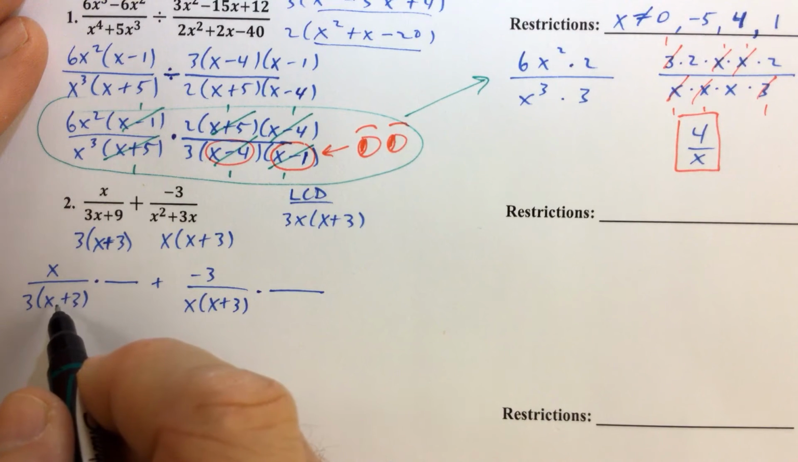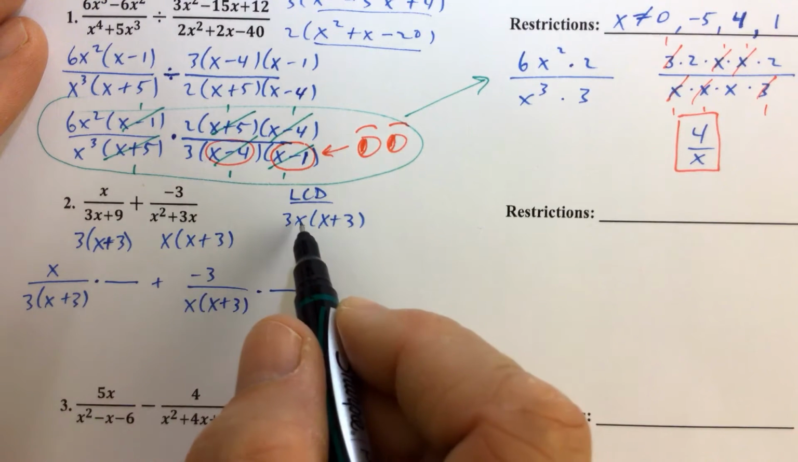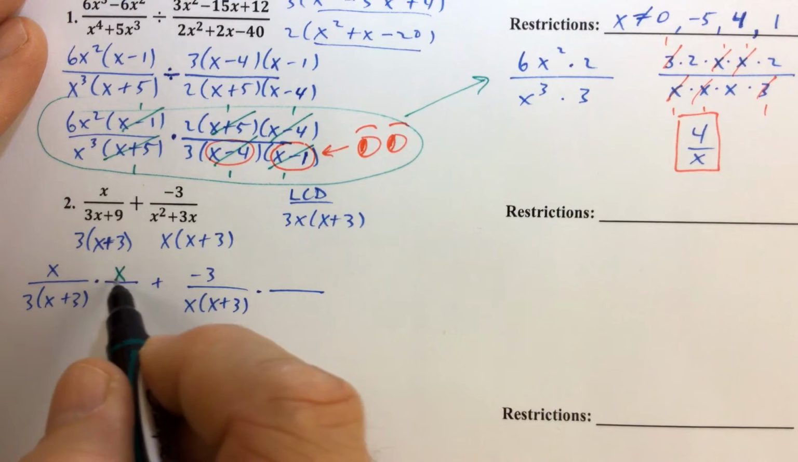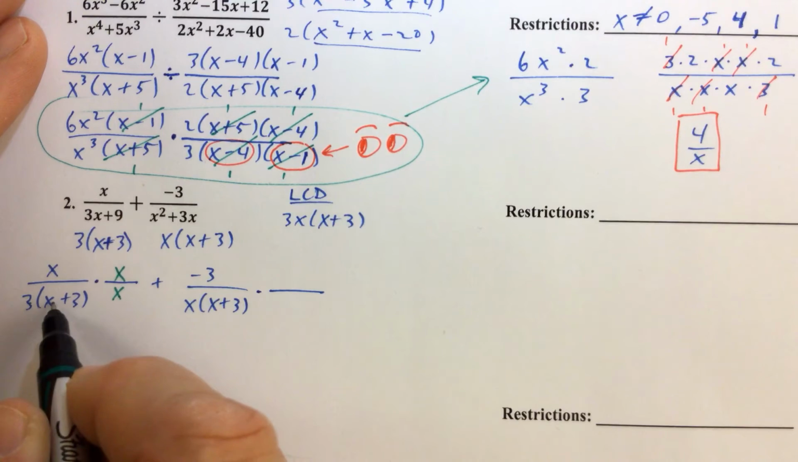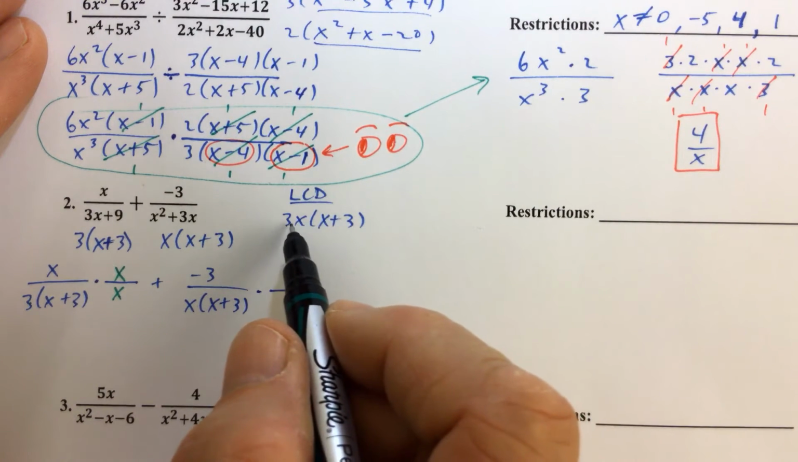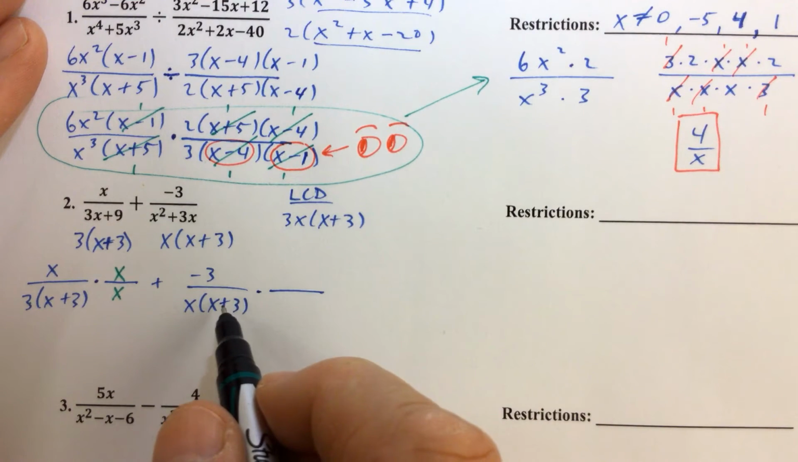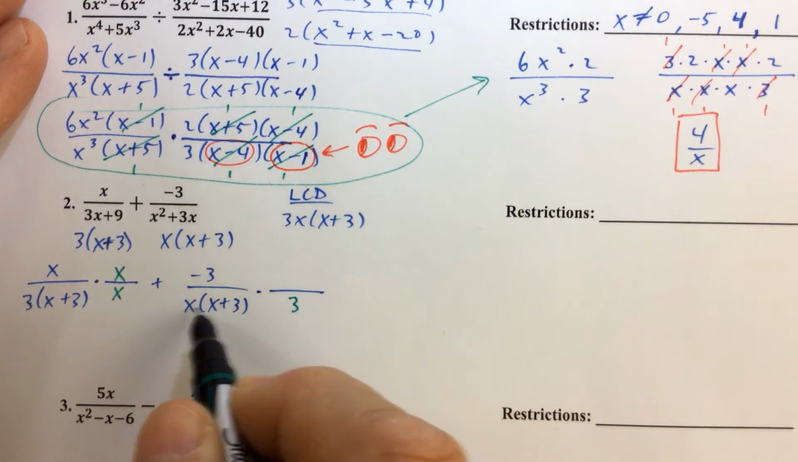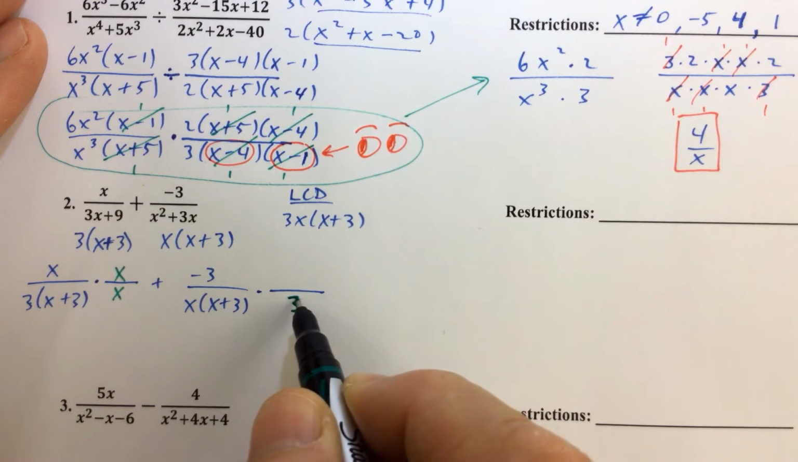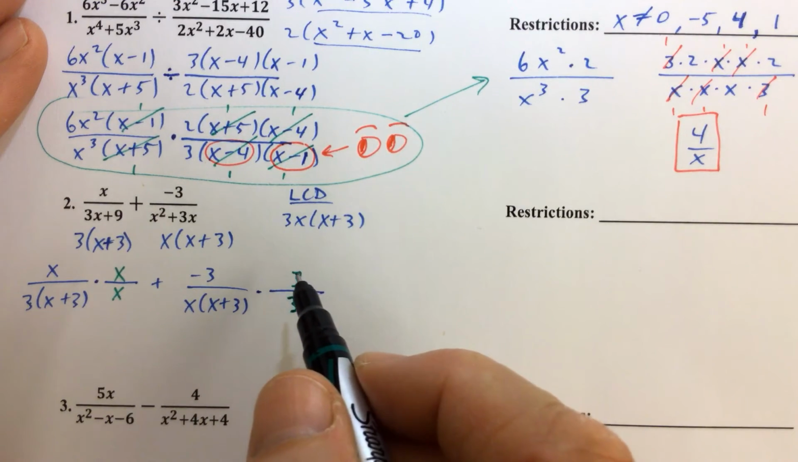This first fraction, this denominator needs an x. So we're going to multiply top and bottom by x because it's the one factor in this denominator that it's missing in order to become the lowest common denominator. Likewise, the second fraction is missing a 3 in the denominator, so we're going to add that factor in. So we're going to multiply top and bottom by 3.